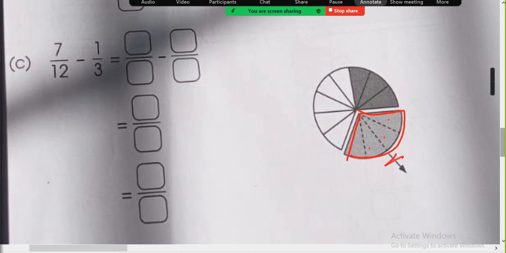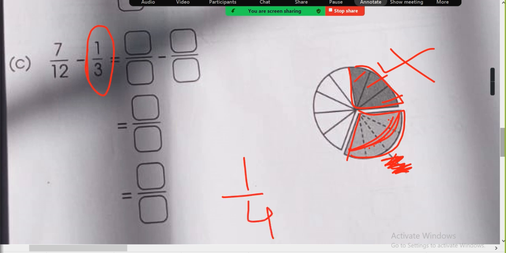Yes. And yes, this thing is confusing. You have to take out this. The gray part is going off because they are subtracting 1 by 3. 3 parts will go off and 1 by 4 will be left. You will be left with 1 by 4. That is 1 quarter of this shape.